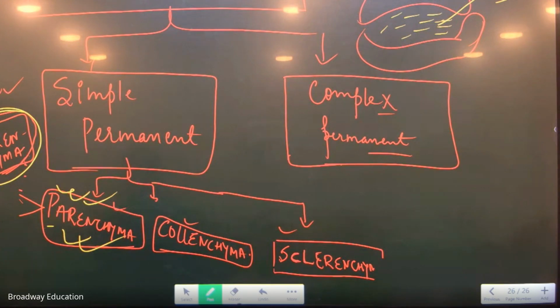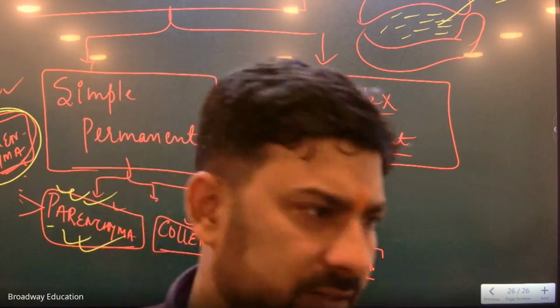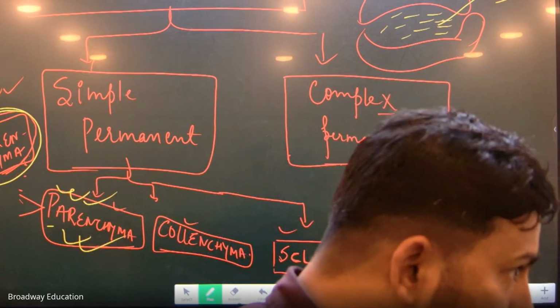So those types of plant permanent tissues which perform photosynthesis and have green color pigment are called chlorenchyma. Simple. Clear?